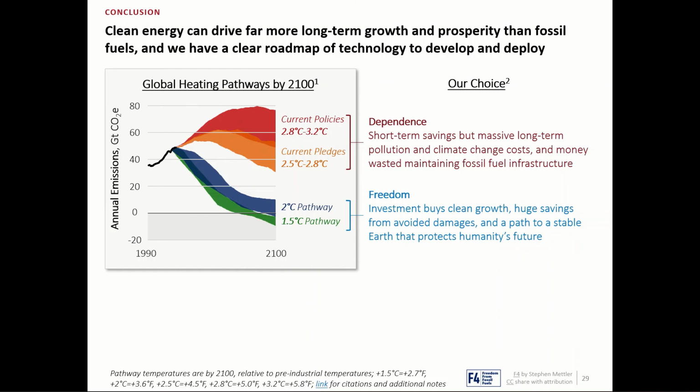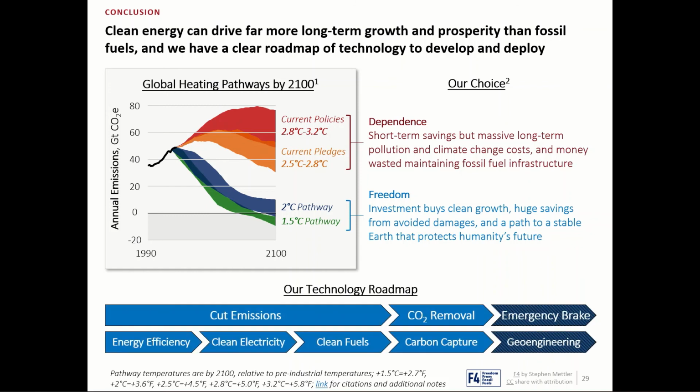The alternative is freedom from fossil fuels through clean energy, investing in clean growth, yielding huge savings from avoided damages, and restoring a stable climate on Earth to secure humanity's future. And again, the technology roadmap we need to use to get there are cutting emissions through energy efficiency, clean electricity, clean fuels, removing carbon, and if absolutely necessary, using the emergency brake of geoengineering to buy more time for all of those earlier steps to play out.